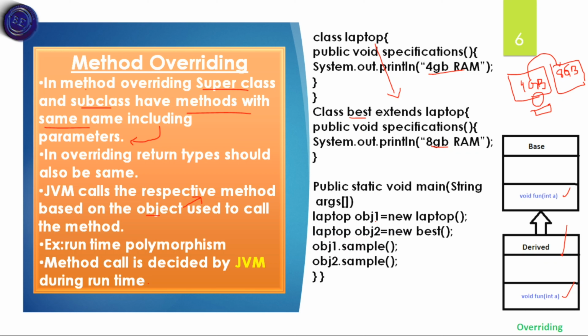So here I created an object obj1 equals new Laptop(), and another object for the subclass. By calling the first object, the parent class will be called, and by using the other object, the subclass will be called. So in this way method overriding occurs.